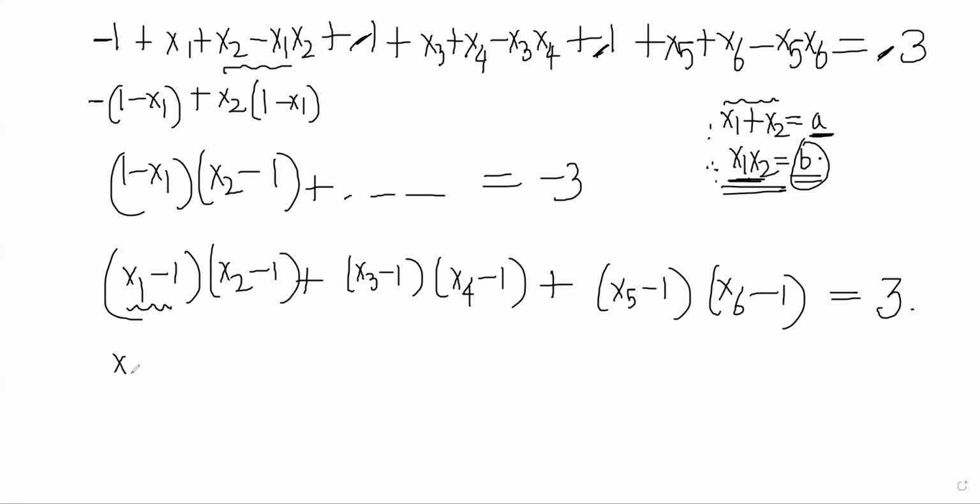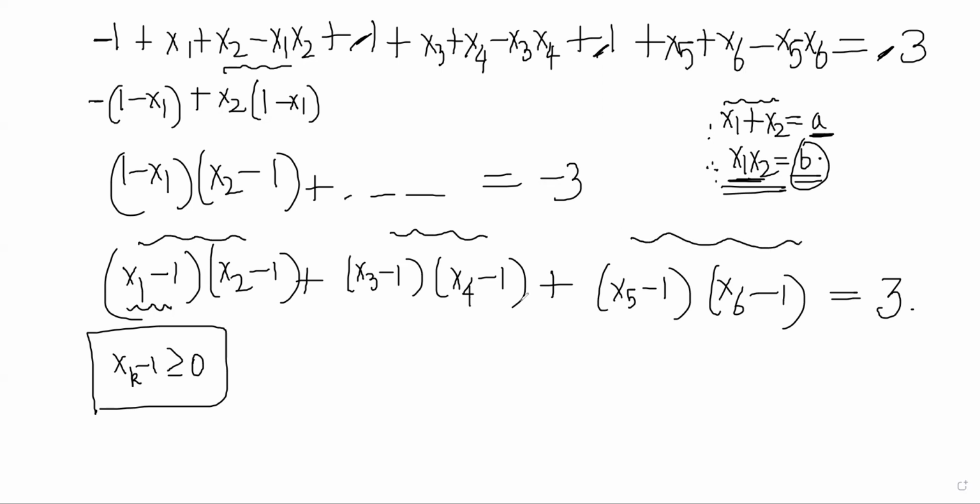So each of these xk minus 1 is greater than or equal to 0. Therefore, what this means is that when you add this plus this plus this, all three of them have to be 1 and 1 and 1. The other option is it could be 3 and 0 or 0, 3, 0 or 0, 0, 3. So think about it. I will just write it here.